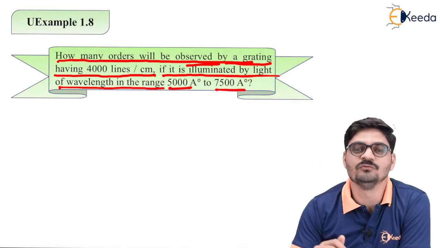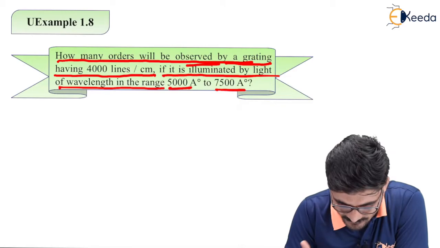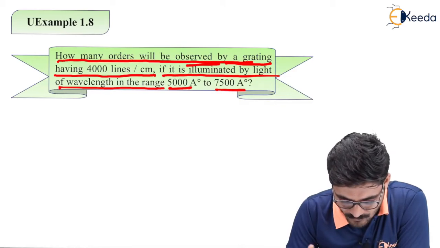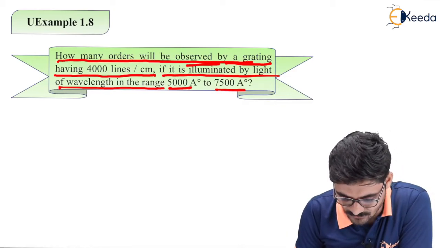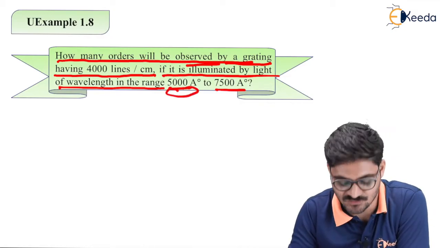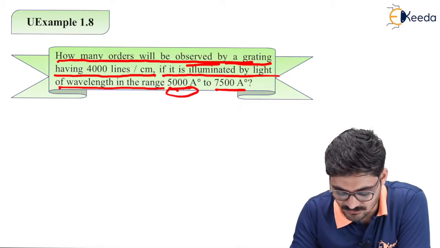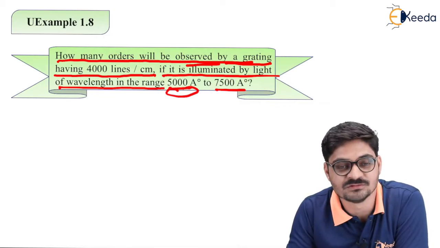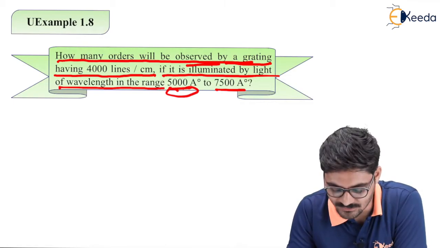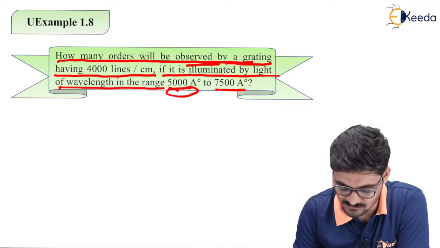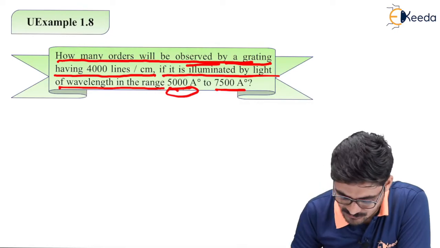So here there are two wavelengths. Obviously, how many orders will be observed will be in a range, because the wavelength range has come. So if the wavelength is in a range, the number of observed maxima, or orders of maxima observed, will be in a range. Right? So a similar procedure we have to repeat.